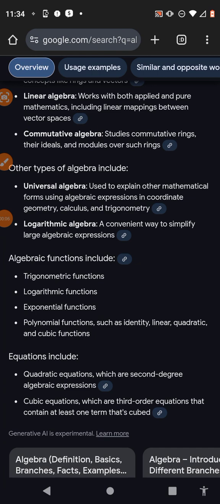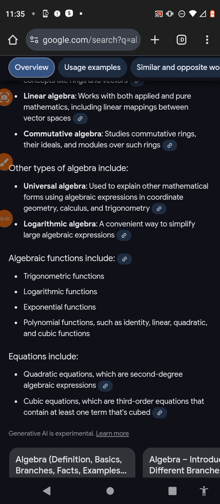So today we're gonna be talking about, like I said in my last video, algebra, geometry, and percentages. Universal algebra will be used a lot in this multi-ethnic space, and I'll explain why further in the videos. Universal algebra is used to explain other mathematical forms using algebraic expressions in coordinate geometry, calculus, and trigonometry.